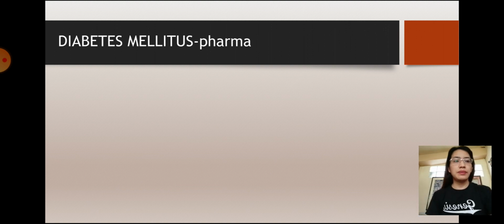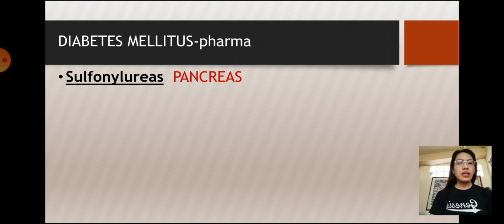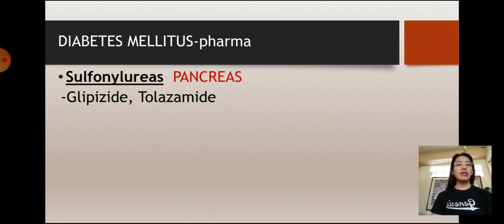Okay? So, common medications natin, for example, sulfonylureas. So, ang mga sulfonylureas natin, ang effect niyan ay sa pancreas. So, basically, kakalampagin niya yung pancreas. Uy, maglabas ka naman ng insulin. Yan ang kanyang trabaho. So, example is your glipizide. We also have your tolazamide. Glipizide or tolazamide. Again, it will stimulate the pancreas to produce insulin.